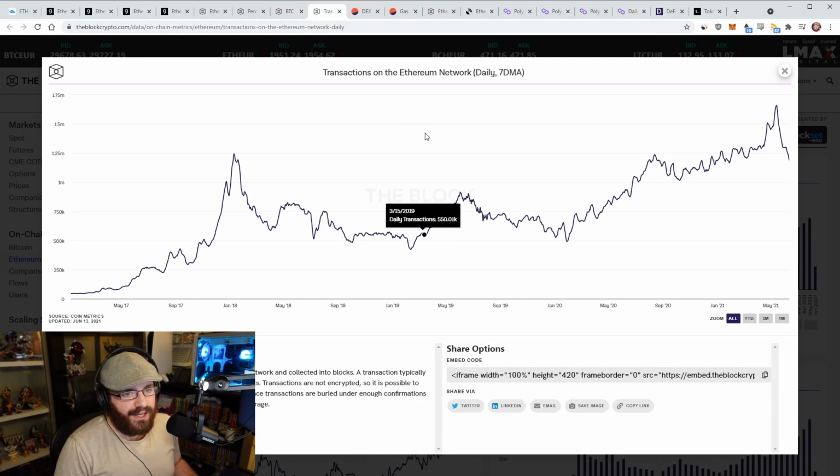So you can see here, this falls into what I was talking about before with the active addresses. This is the other side of the coin, the transactions on the Ethereum network. You can see these peaked as well at about 1.66 million transactions on the Ethereum network in one day. Based on the 7-day moving average, that was an all-time high. And now we're back down to 1.2 million.